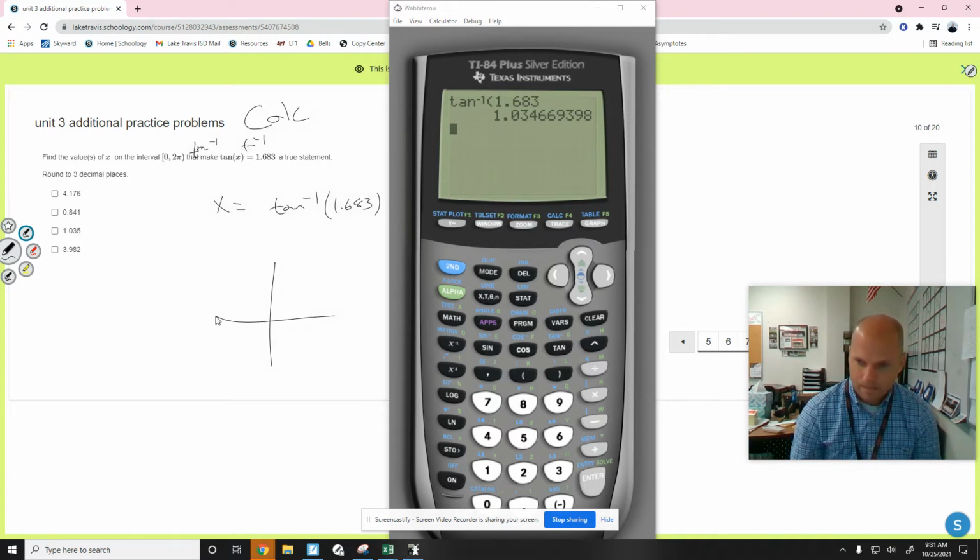Where is that? Well, in terms of radians, we know where 0 is. We know where pi is. Pi is a decimal of 3.14. What's pi over 2? Pi over 2 is 1.57. So 1.57 is right here. So 1.683, that's got to be right here. Somewhere right there.